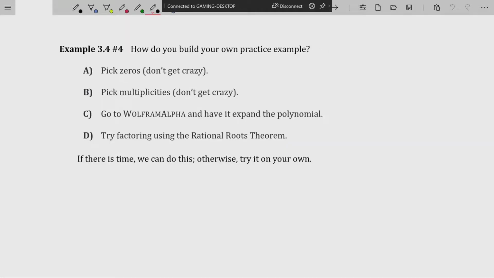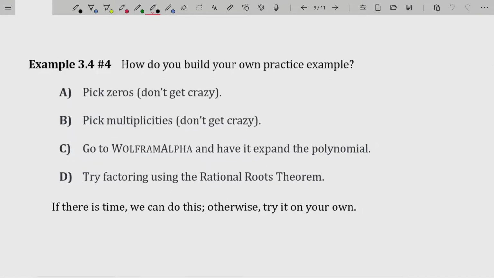All right, so let's go ahead and take a look at the next example here, because you really want to be able to create your own examples. That's actually the skill set of a really good student, is somebody who can actually create their own examples as they go through, and so they can challenge themselves essentially. So how do you do that? Well, start by picking some zeros. Pick as many as you want. You don't have to be too crazy, but pick some zeros and their multiplicities.